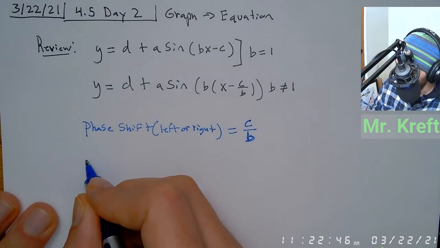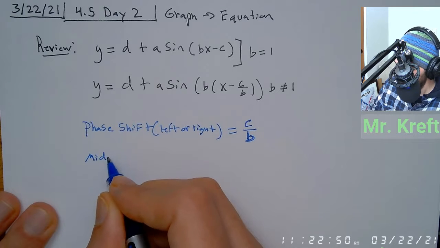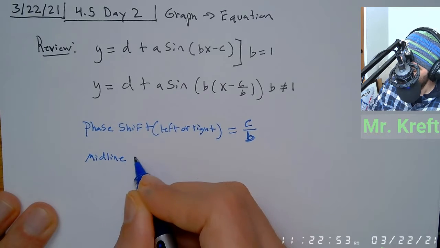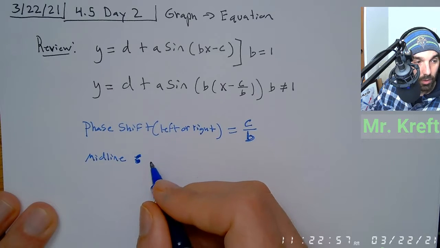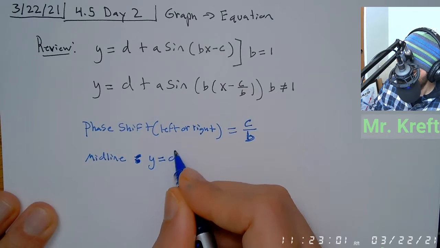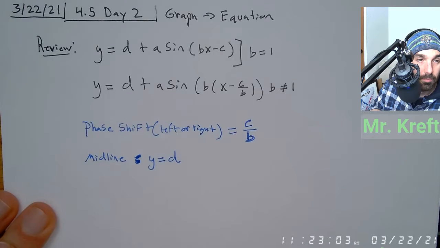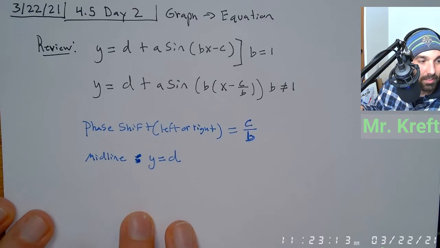D, the midline, is just y equals d. If there is no d, remember there is a number that represents nothing, and that's 0. So the midline is always just y equals d.